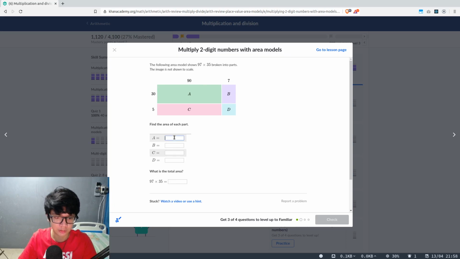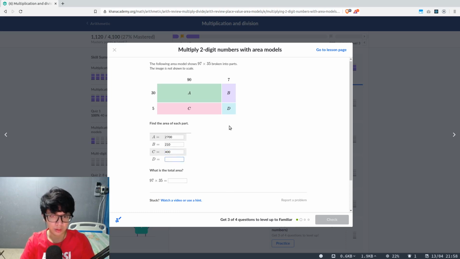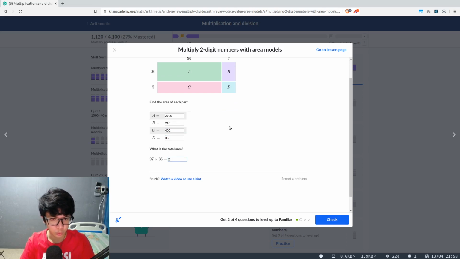Wait, what? Is this the same thing? Oh my god, okay. It's gonna be 2700 for A. For B, that's gonna be 210. For C, we have 400. And for 35, 2, 8, 9, 10. Plus 400 is gonna be 3. Plus 35, 45. Wow! Where did I go wrong? Why is this 2? Oh my gosh. Oh crap, still the same thing.